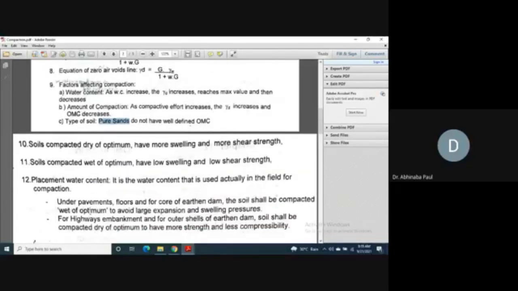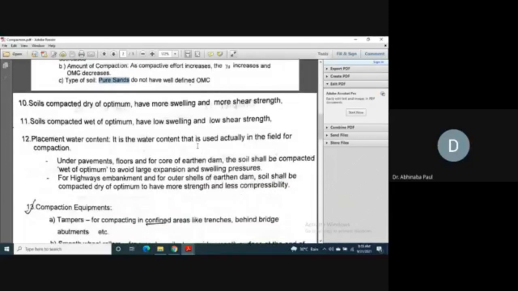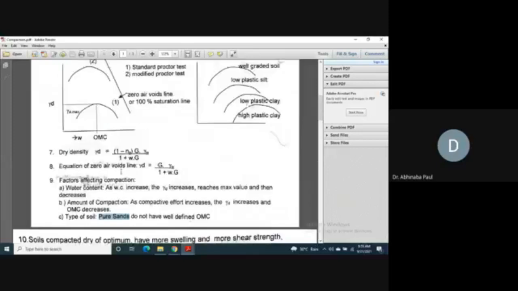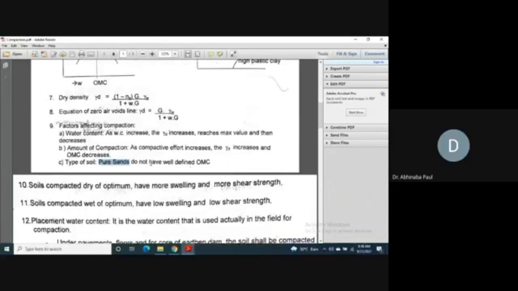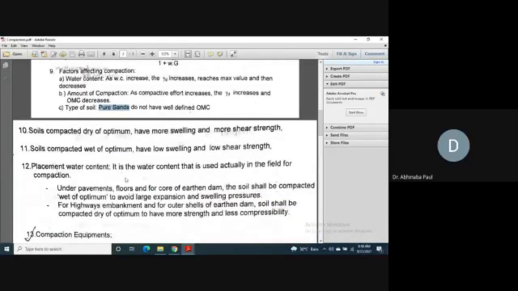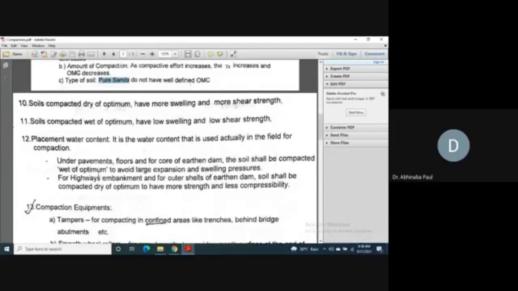Now, placement water content. It is the water content that is actually used in the field for compaction. So placement water content means, in the laboratory, after we do the test, whatever MDD and OMC we get, the same coordinates, the same values, we go to the field and place, so we call it placement water content. So now you see where we are using which one.